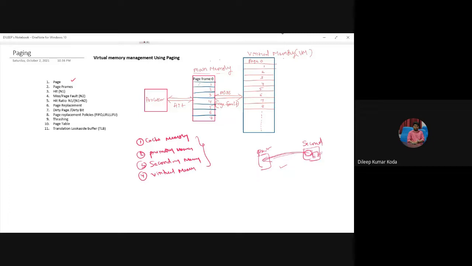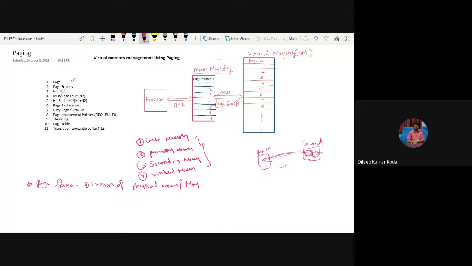So what do you mean by page frame? A page frame means a division of physical memory. And what do you mean by page? A page is a division of virtual memory, right?